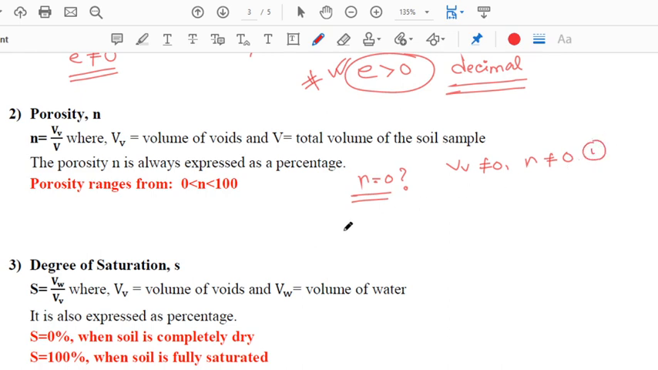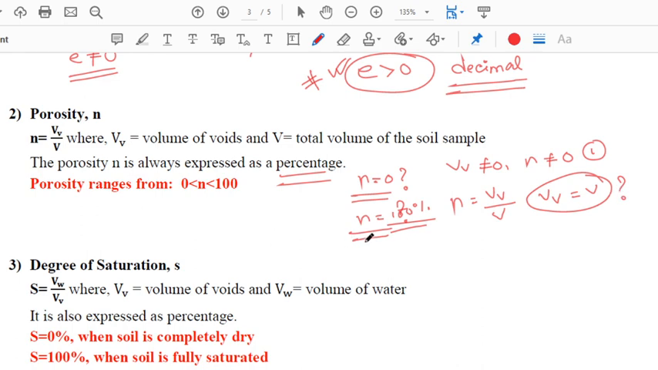This is the first condition, right? Can n be equal to 1? Or we can say, can n be equal to 100%, since porosity is always represented in percentage. Can n be equal to 100%? Is it possible? Okay, let us find out. For this, n equals volume of voids by total volume. To make it 1, what we need is volume of voids equal to total volume.